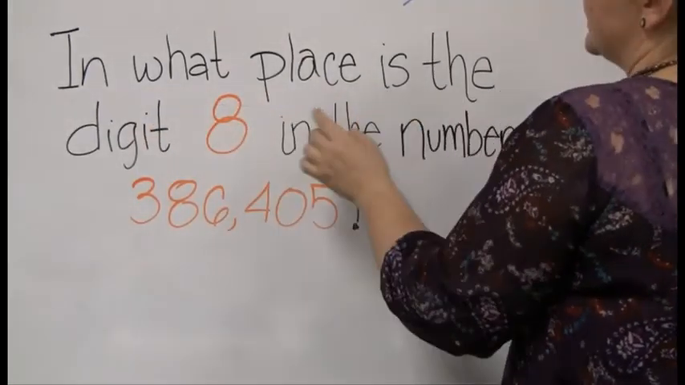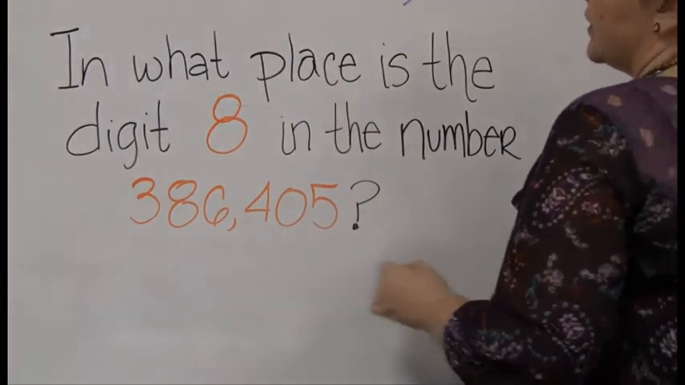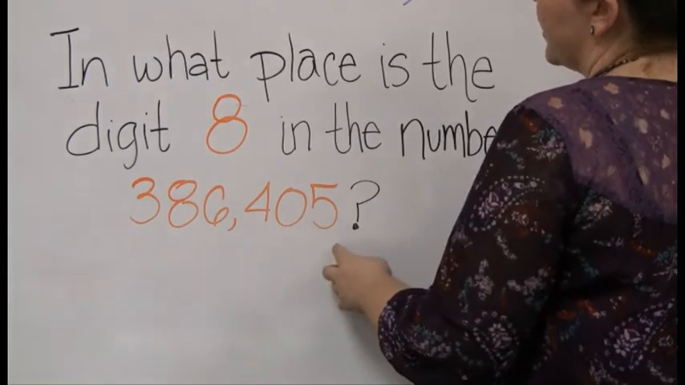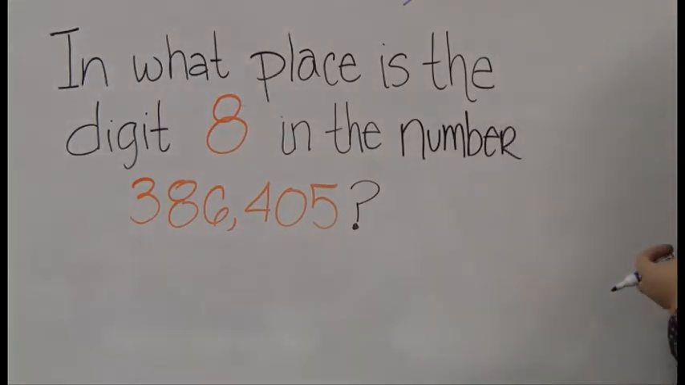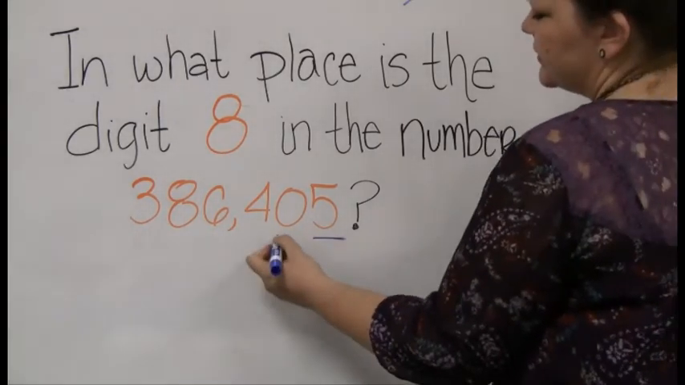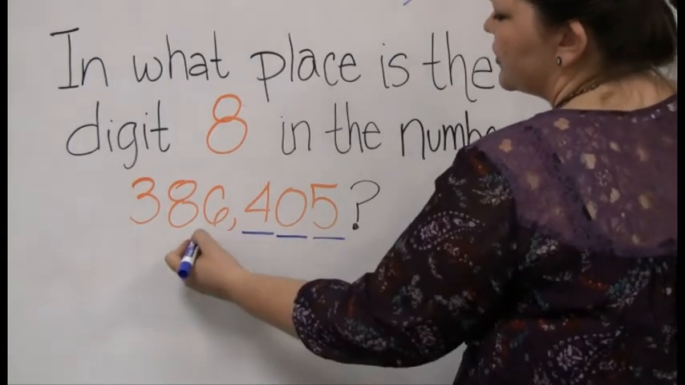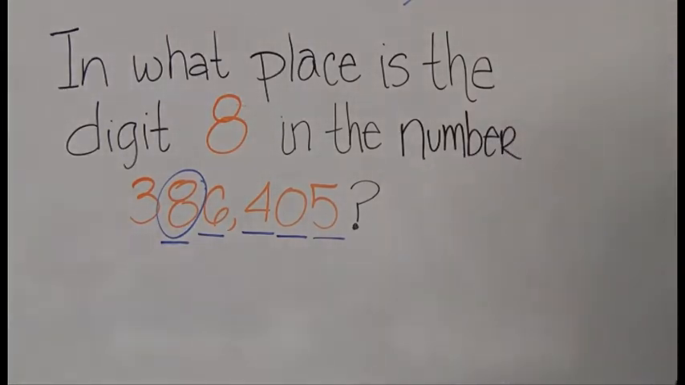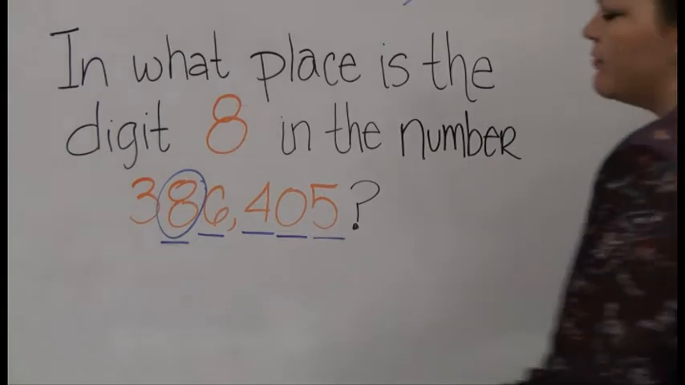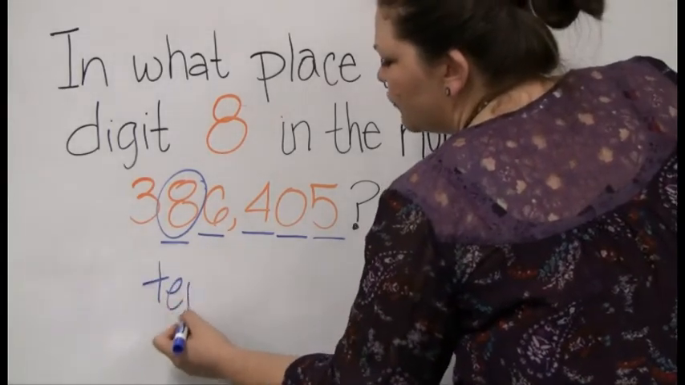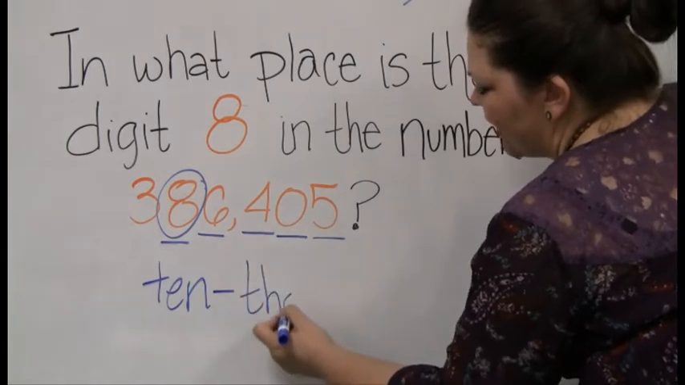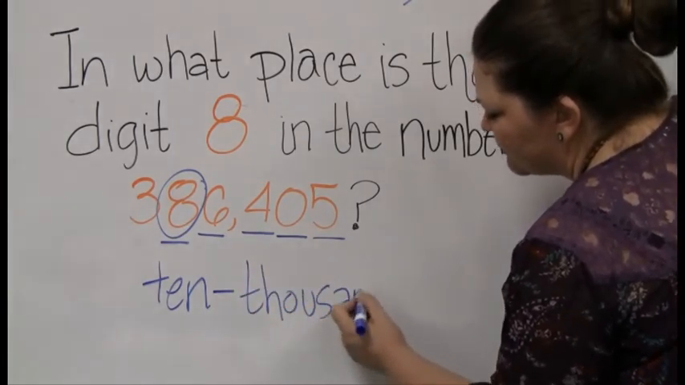So, similarly, I've got another example of that type of problem. We have in what place is the digit 8 in the number 386,405. So counting back, we've got the ones, tens, hundreds, thousands, and there's our number in the 10,000s place. So when you're talking about places that have more than one word in it, you should go ahead and put in the dash. This is the 10,000s place.